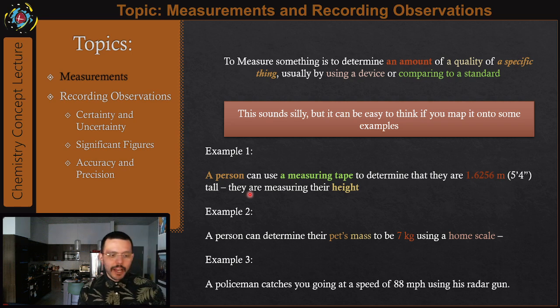Lastly, we have a policeman who catches you going at a speed of 88 miles per hour using his radar gun. In this case, the specific thing is you. What is being measured is your speed, which we have an amount of 88 miles per hour, and the tool used for this was his radar gun.